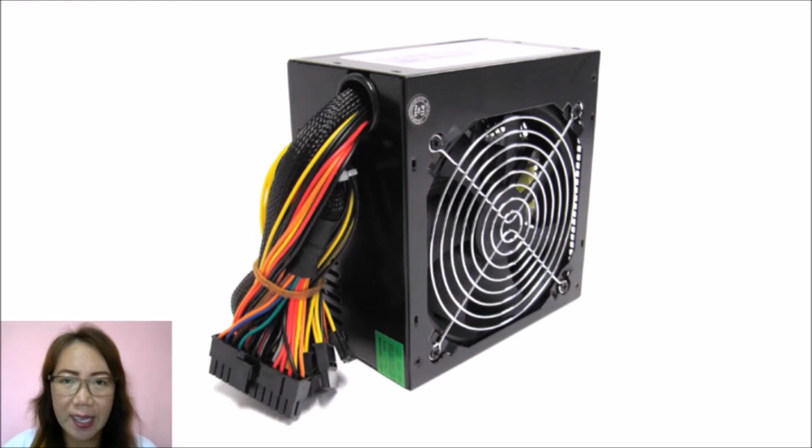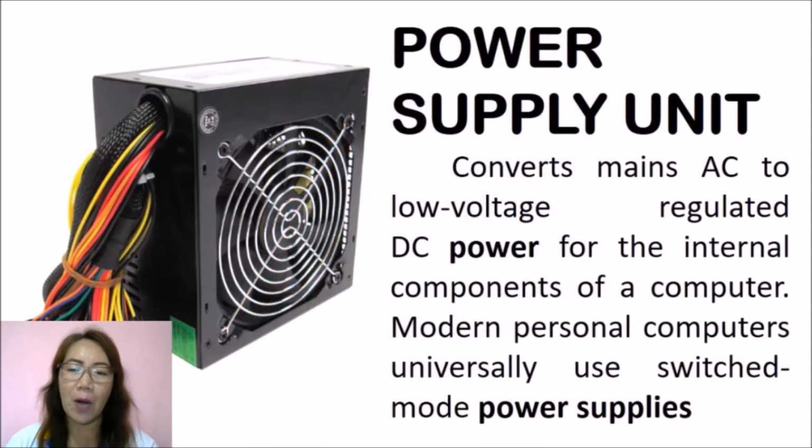Next. Okay, what do you call that one? The answer is power supply unit. Now, what is the function of your power supply unit? It converts main AC, or alternating current, to low voltage and regulated DC, or direct current power, for the internal components of a computer. Modern personal computers universally use switch mode power supply.